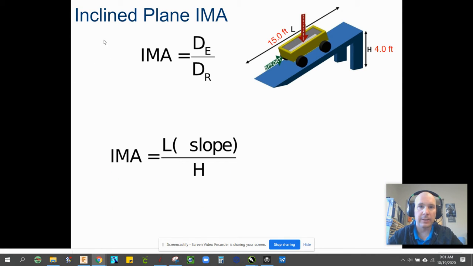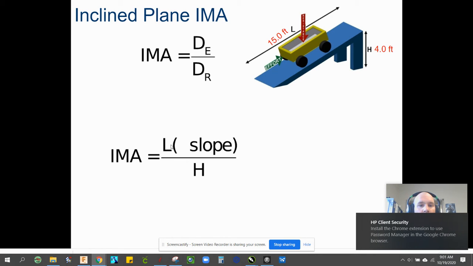Inclined plane IMA is where it gets a little bit tricky, because inclined plane and wedge are slightly different. The distance the effort moves, in the example here, is the 15 feet, the slope or the L on this ramp. If we do not know that, and we only know the distance across the bottom of the ramp and the height of the ramp, we could use the Pythagorean theorem to calculate this distance, this L. So you may have to do that, hint, hint, wink, wink.